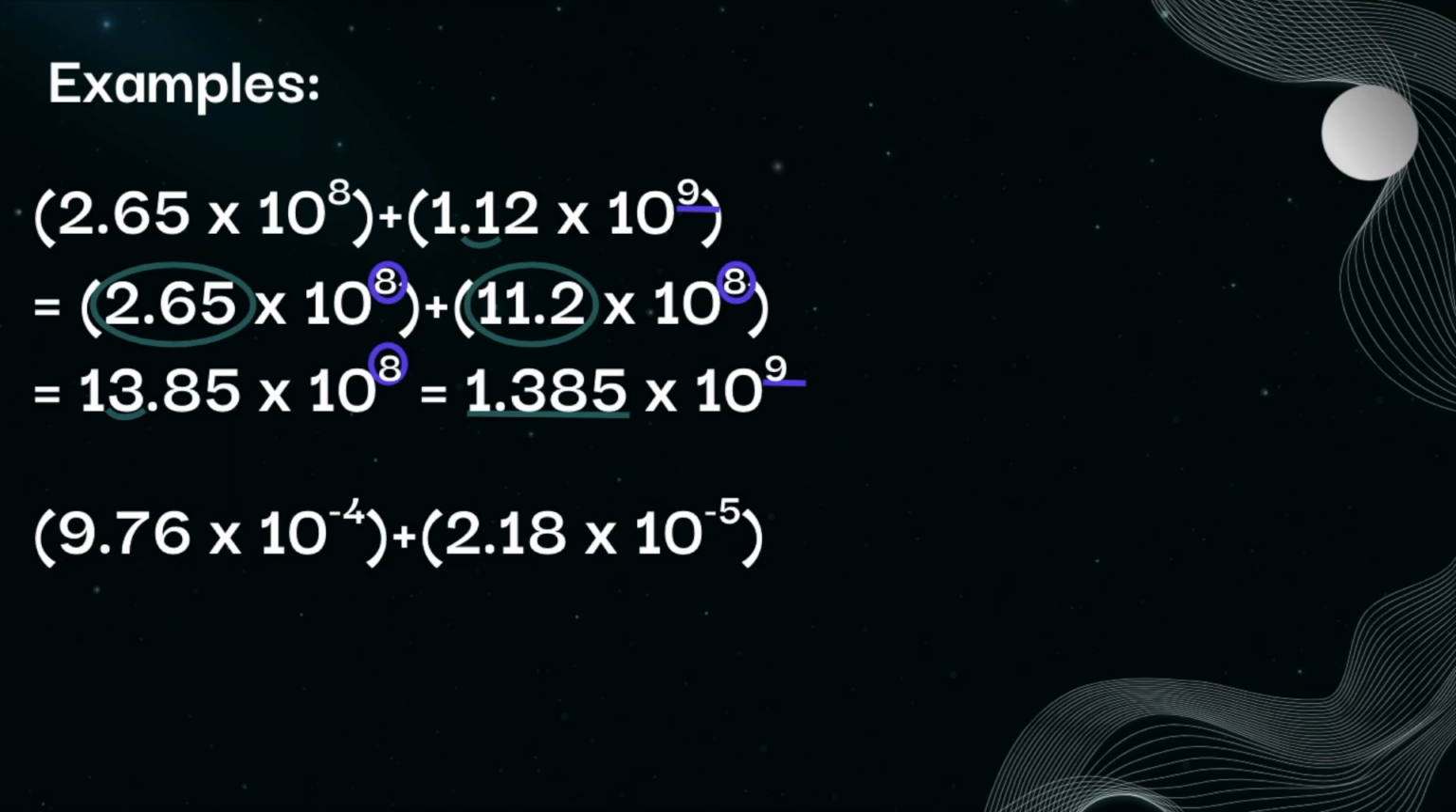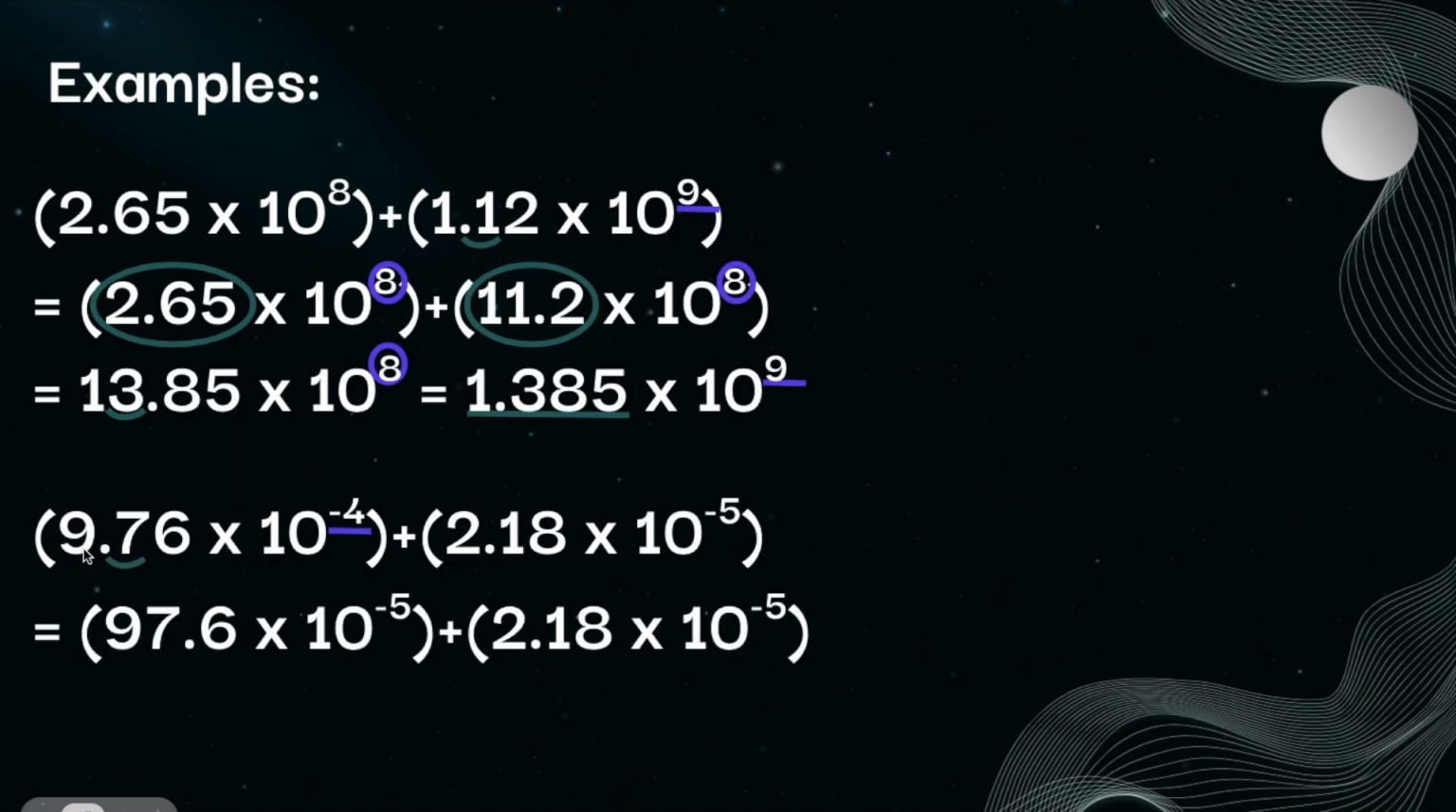Well, we'll start with this, which is the biggest exponent. You know that we have to modify this for it to become -5. Remember that if we move the decimal point to the right, we subtract. So this will end up being 97.6 times 10 to the -5. And now we have both exponents being the same. So we can just add the coefficients, and then the exponent will remain the same.